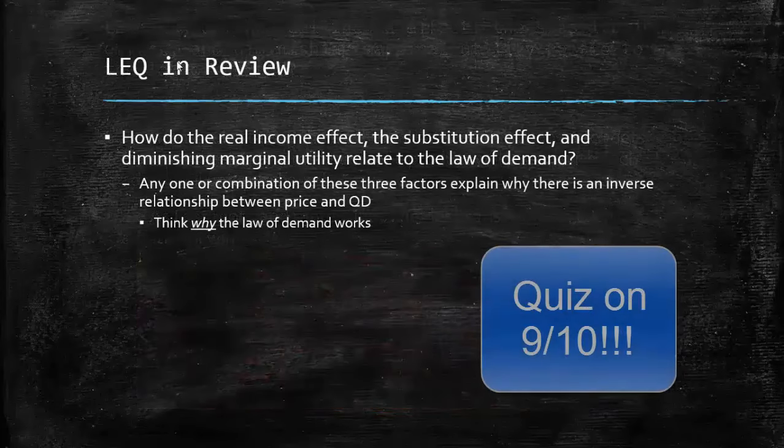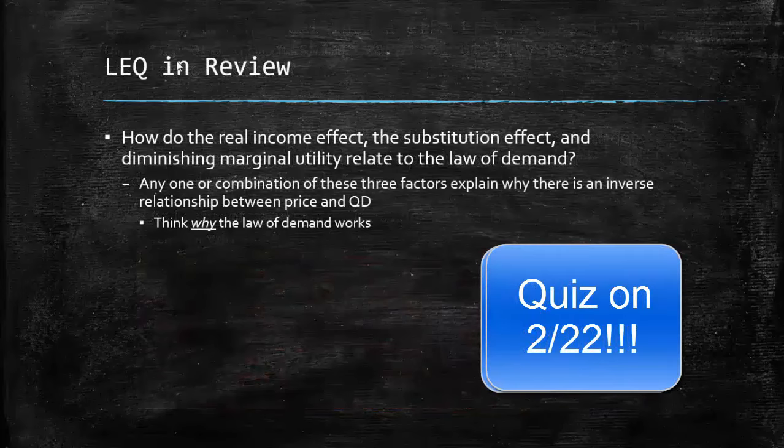Okay, here's our LEQ in review. So first, we briefly reviewed voluntary exchange and some clarifications about the law of demand. Now, the real income effect, substitution effect, and diminishing marginal utility relate to the law of demand by explaining the inverse relationship between price and quantity demanded. In other words, these three factors kind of work behind the scenes of the law of demand.